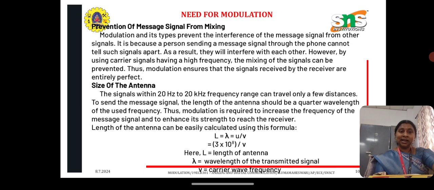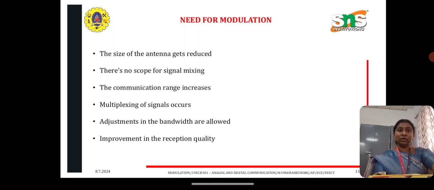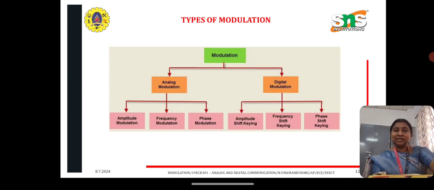The length of the antenna can be easily calculated using the formula L = λ = c/f, where c is 3 × 10^8 m/s, L is the length of the antenna, λ is the wavelength, and f is the carrier wave frequency. Modulation reduces the size of the antenna, and for signal mixing the communication range increases. For multiplexing of signals also, modulation is needed. Adjustments in the bandwidth are also allowed, and there is an improvement in the reception quality.